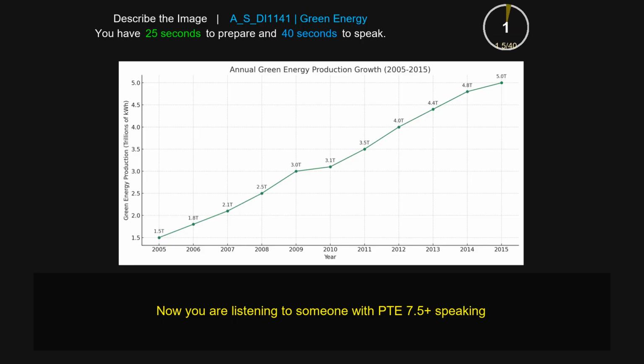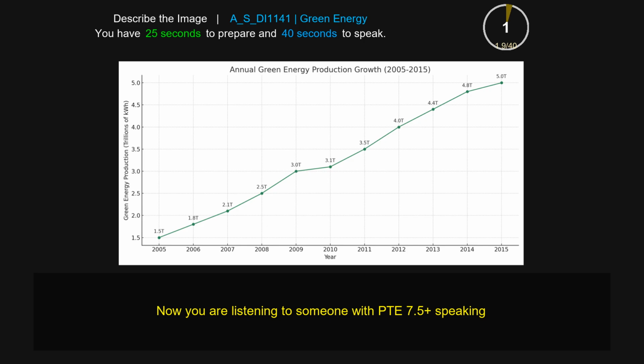The line chart shown here provides information about annual green energy production growth from 2005 to 2015. The image consists of green energy production in trillions of kilowatts and the years from 2005 to 2015. To begin with, in 2005 the value is 1.5 trillion, which goes up, and in 2007 it reached 2.1 trillion. The maximum value is in 2015, at 5 trillion, and the minimum value is in 2006, at 1.8 trillion. To summarize, the image outlines the annual green energy production.